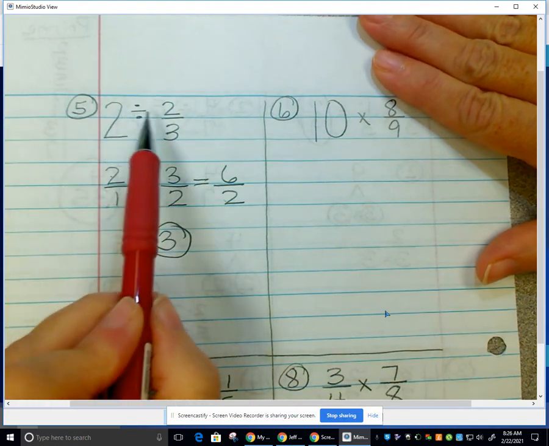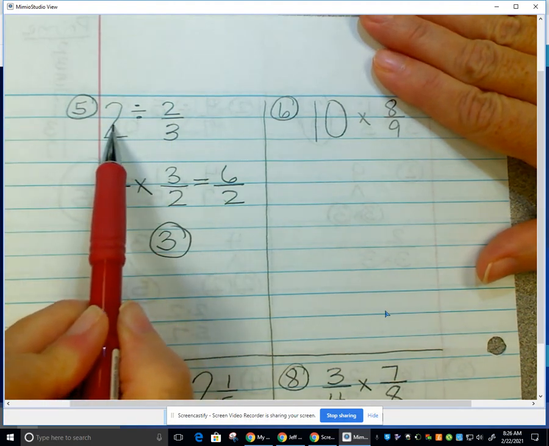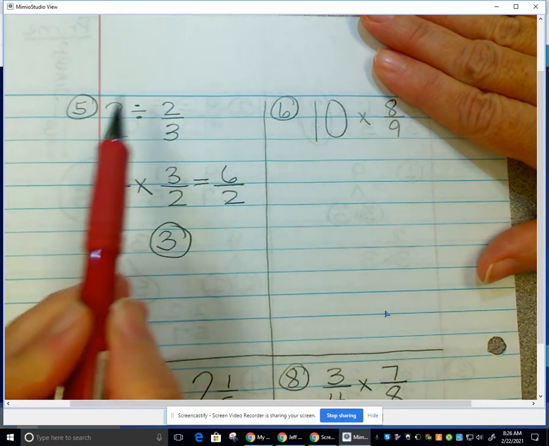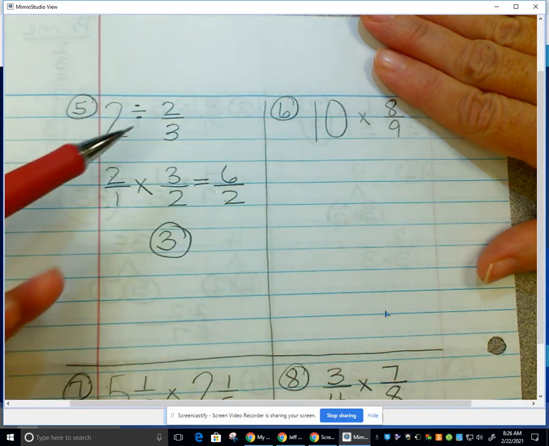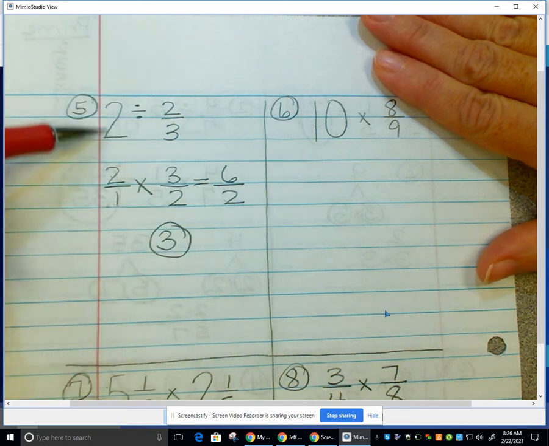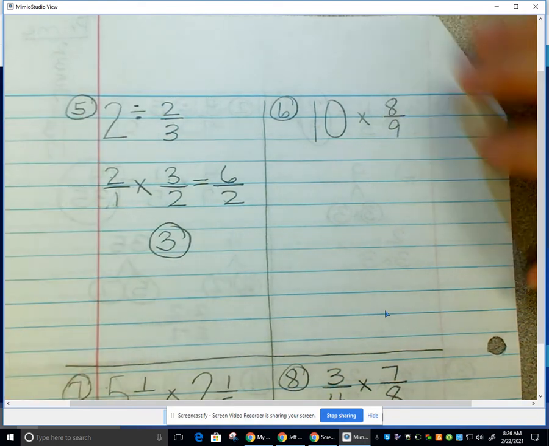Remember I said in division, if you start with a whole number, your answer will be a whole number. If you start with a fraction, your answer will be a fraction. And since we started with a whole number, we got a whole number as our answer. Remember, in division, you keep it, switch it, flip it.